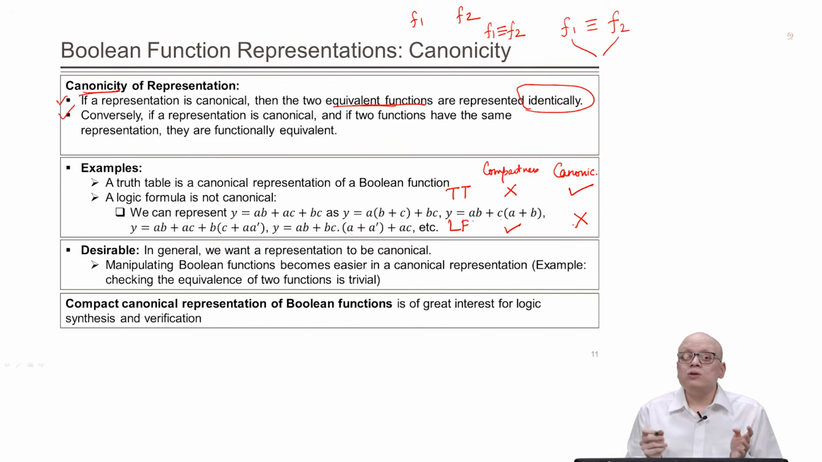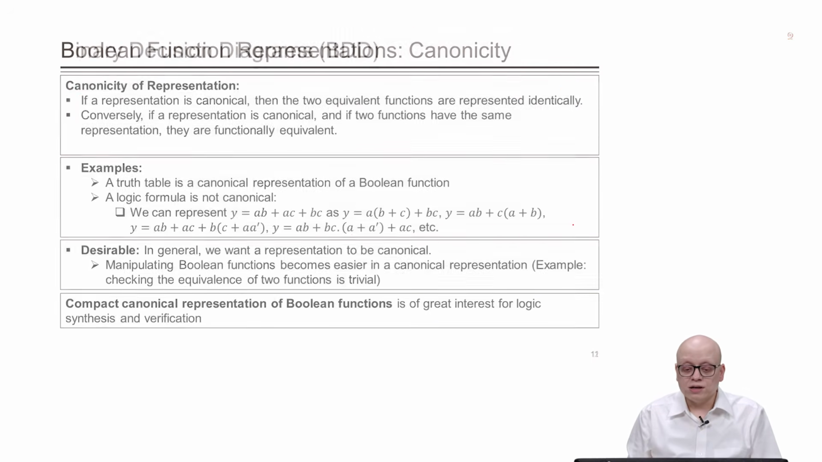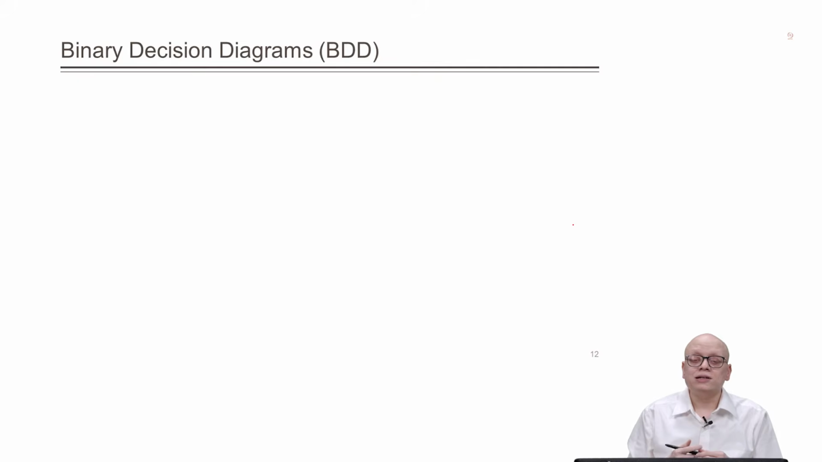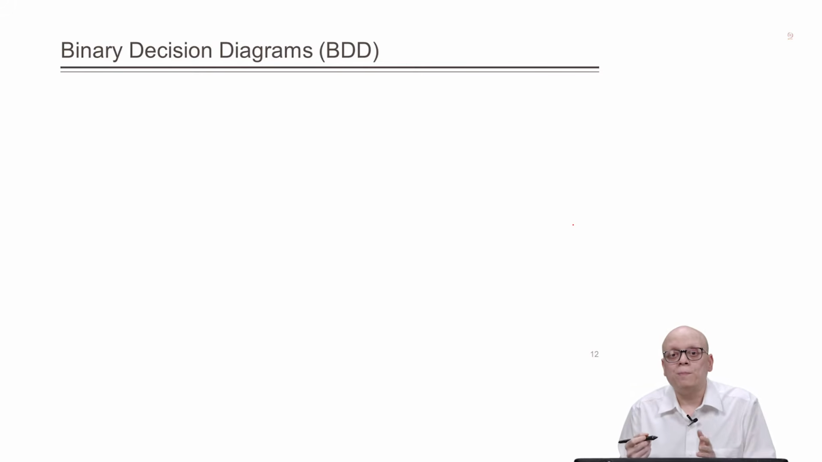So, typically we do not have both these attributes together, meaning canonicity and compactness, but thankfully we have a representation known as binary decision diagram, which has these characteristics, canonicity and compactness, for many kinds of functions which are useful from the perspective of VLSI.